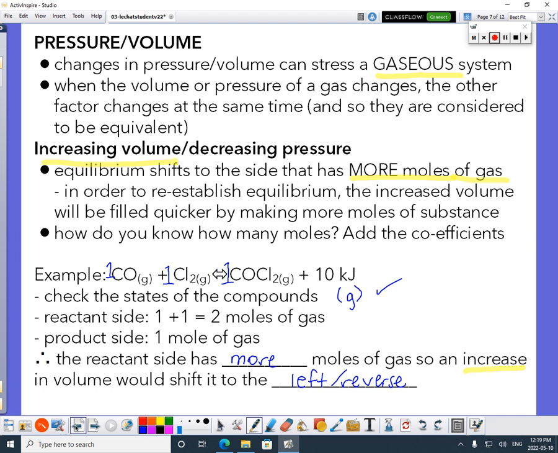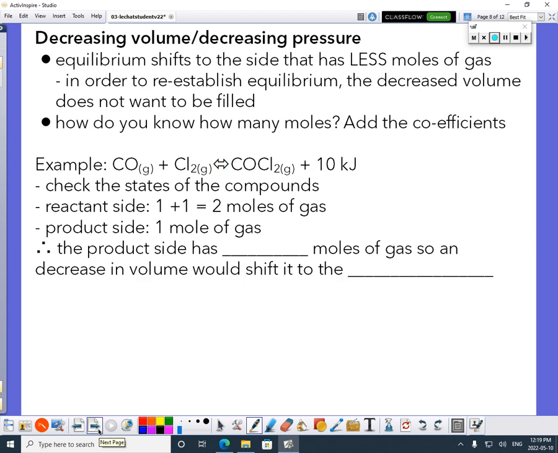Someone in my other class showed me I forgot to change the pressure. So can you fix my typo? Decreasing volume increases the pressure. But again, you don't even really need to think about pressure at all if you don't want to. If you shift to the side that has less moles of gas, then the decreased volume wants to be filled not as fast, or does not want to be filled.